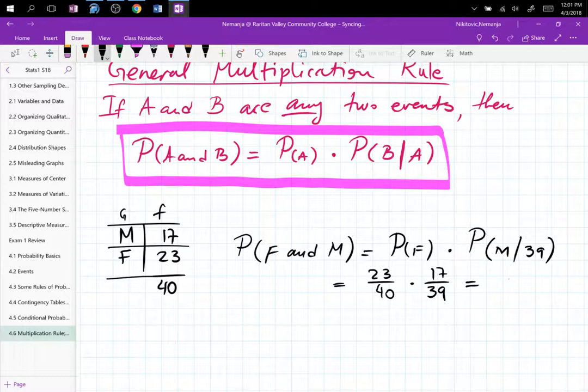Yeah, I got the point. It's 0.2507. Yes, 0.251. So that's 25%. But you want us to round, so we'll say 25%.